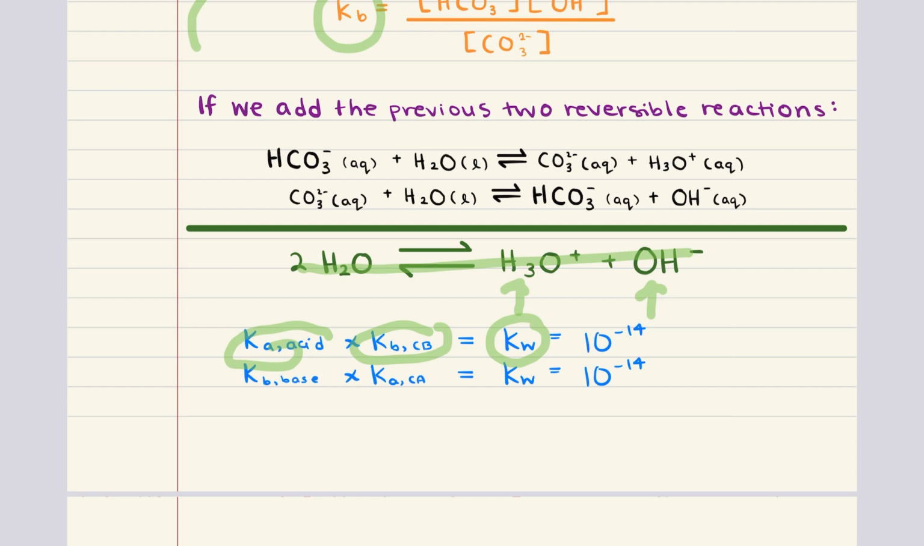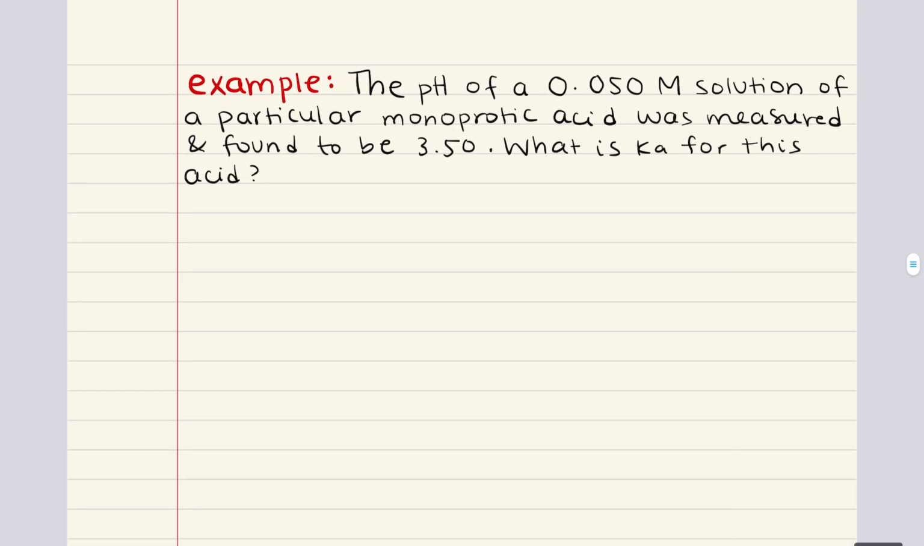And for any conjugate acid-base pair, this relationship holds true, and it demonstrates that the strengths of the conjugate acids and bases are inversely related. If one is strong, then the other must be weak. Let's go ahead and move into a practice problem now.